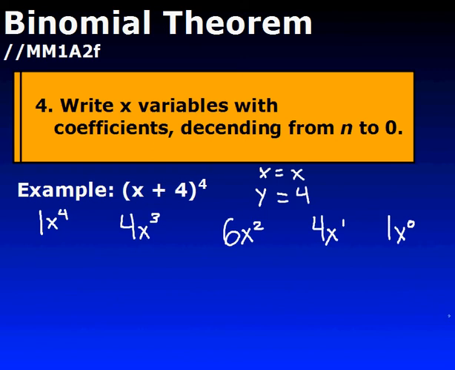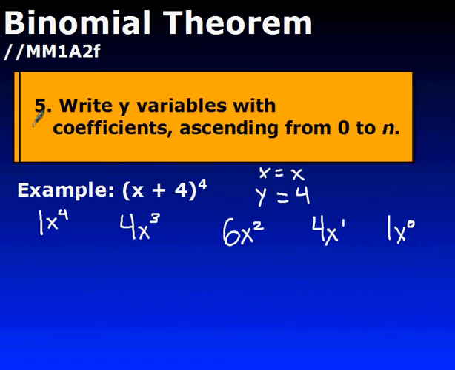Move on to the next step. Write down the y variables going from left to right so that their exponents ascend, go up from 0 to n. So we'll start here, y to the 0, except this time don't forget, as I did, that y is 4. 4 to the 0, 4 to the 1, 4 to the 2, 4 to the 3rd power, and 4 to the 4th power. Okay, because I included the sign in the number 4 here, everything here is addition.